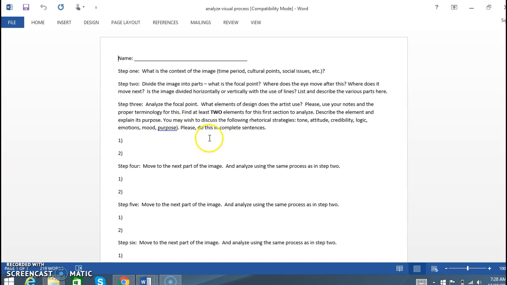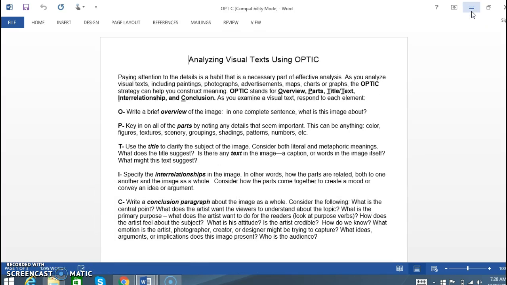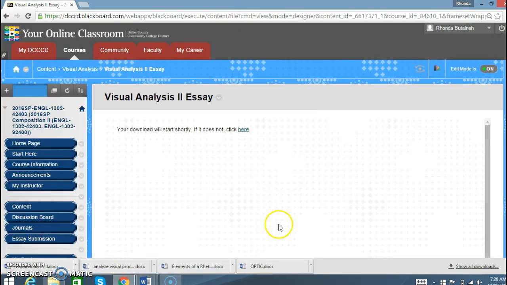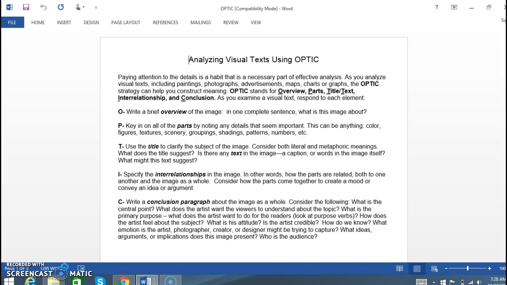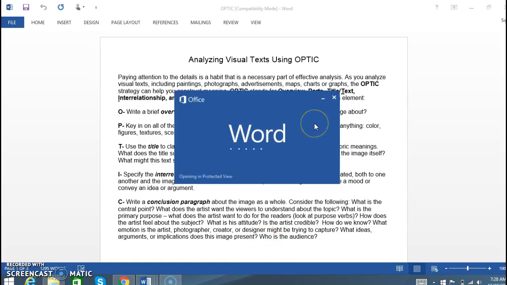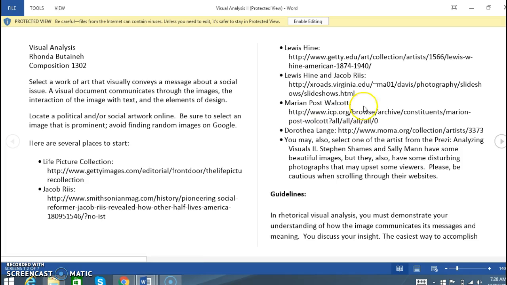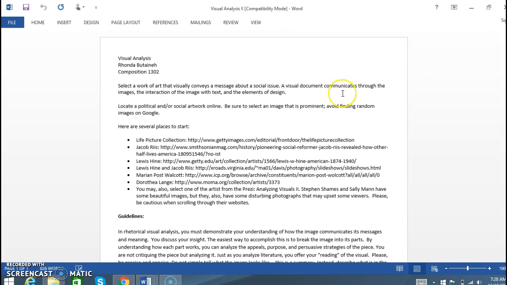Okay, this right here says do in complete sentences, but that's only if it was required. You can jot down little notes. It just will help you later on. Now, here's the actual assignment. Okay, I'm not going to spend a lot of time reading all this to you, but the key to this assignment is to select a work of art that conveys a message about a social issue.